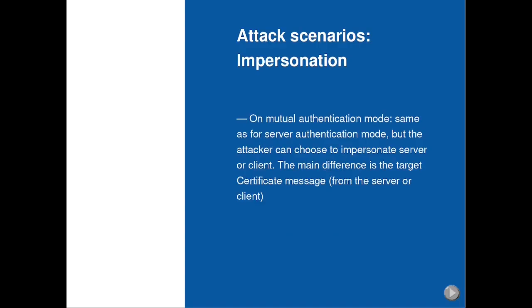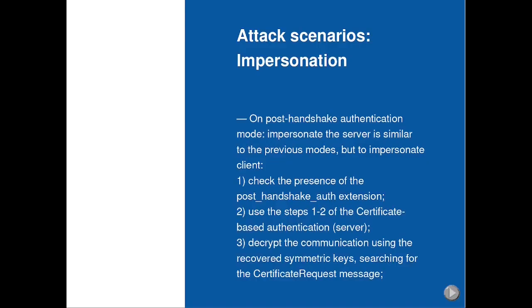On the second TLS mode, the mutual authentication mode, the steps are the same for the server authentication if you want to impersonate the server, but in this case, the attacker can choose to impersonate the server or the client. In the third TLS mode, the post-handshake authentication, to impersonate the server is similar to the previous mode, but if the attacker wants to impersonate the client, it has to follow a little bit different steps.